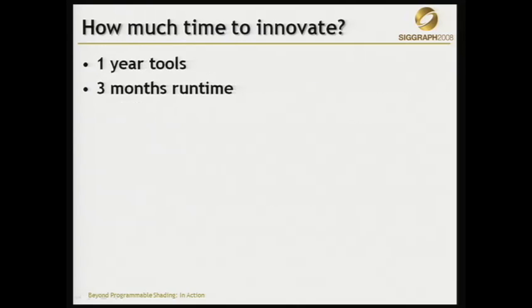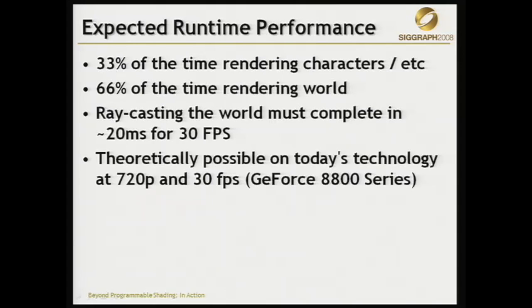So how much time is it going to take to come up with a really robust solution here? I think about a year on tools and about 3 more months on runtime. And I expect to use at least 1/3 of the rendering time on things other than raycasting. So in order to run at 30 frames per second, we would have to render the entire scene in under 20 milliseconds. While this is theoretically possible on the GeForce 8800 series, reality does fall a little short here, and 15 frames per second is more likely. Although I am working with NVIDIA a little bit on that.